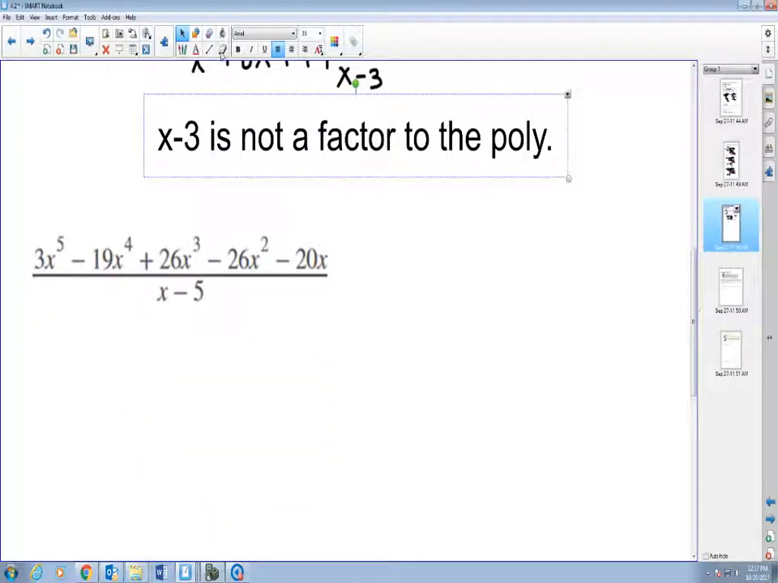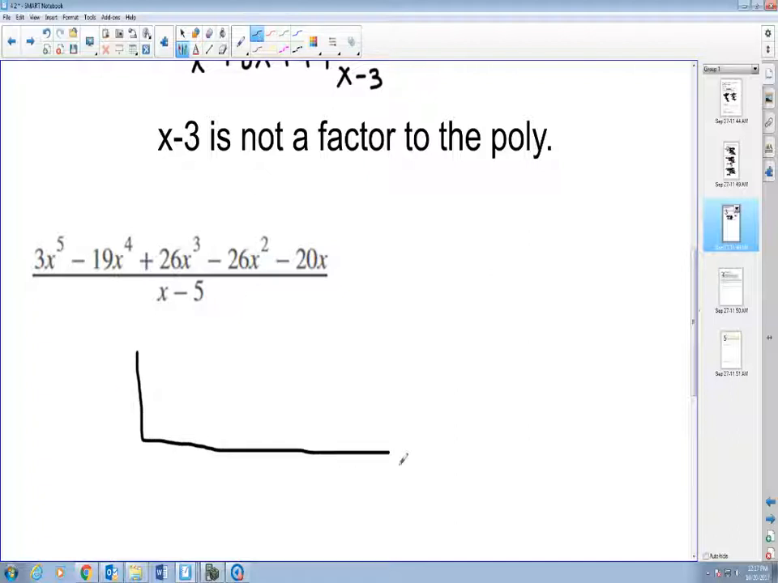Alright, before we write it out, check for missing terms. So let me write my upside down division. My dividend. 5, 4, 3, 2, 1, then missing the constant term because the constant term is 0, x to the 0 power. Right? Anything to the 0 power is 1. 1 times 0 is 0. That's why this term is missing. But I still need it as a placeholder.